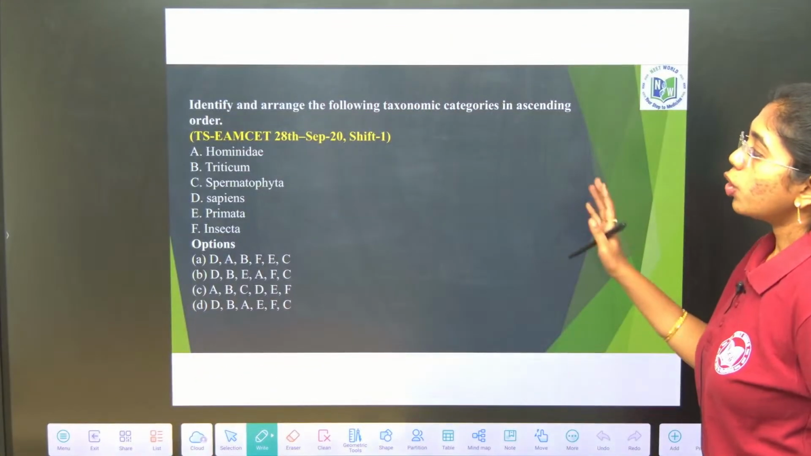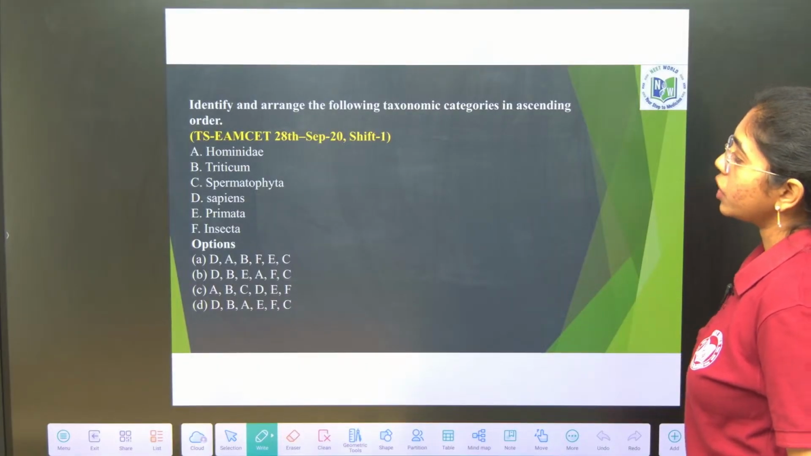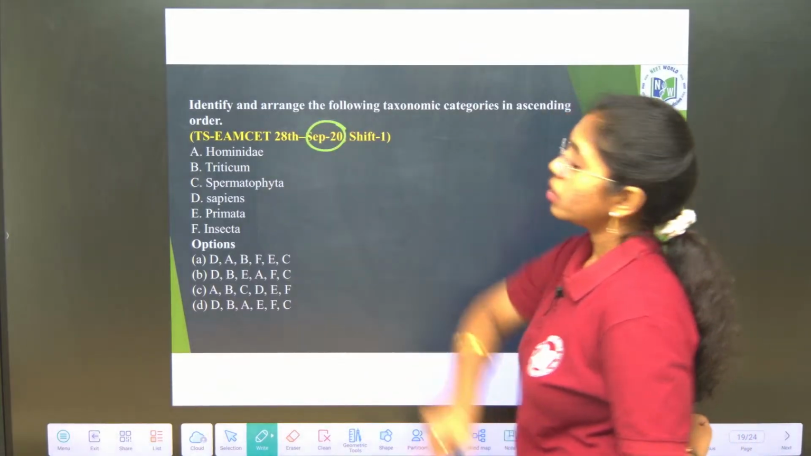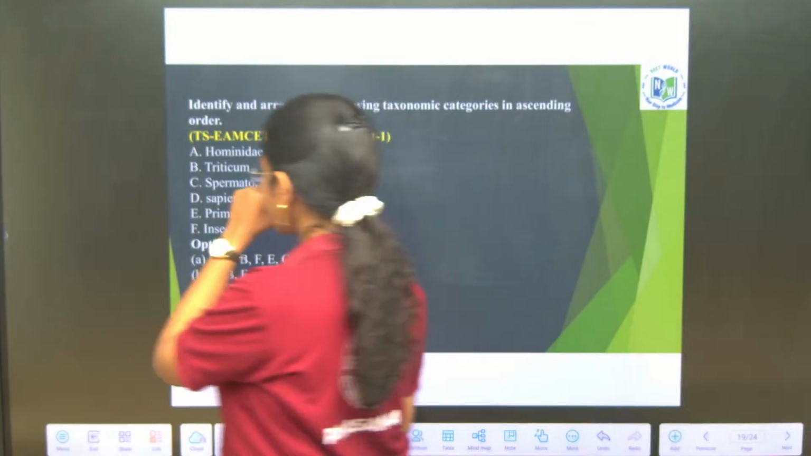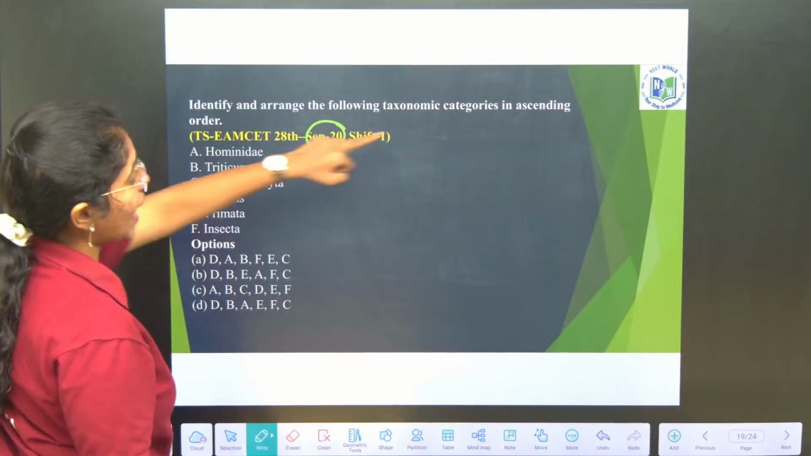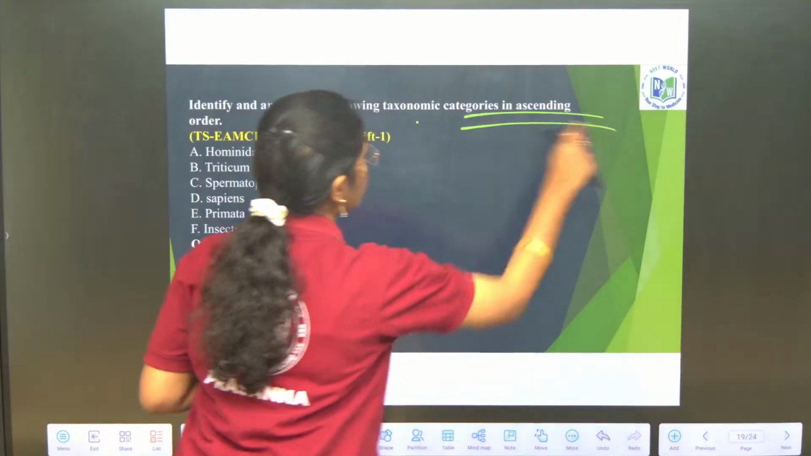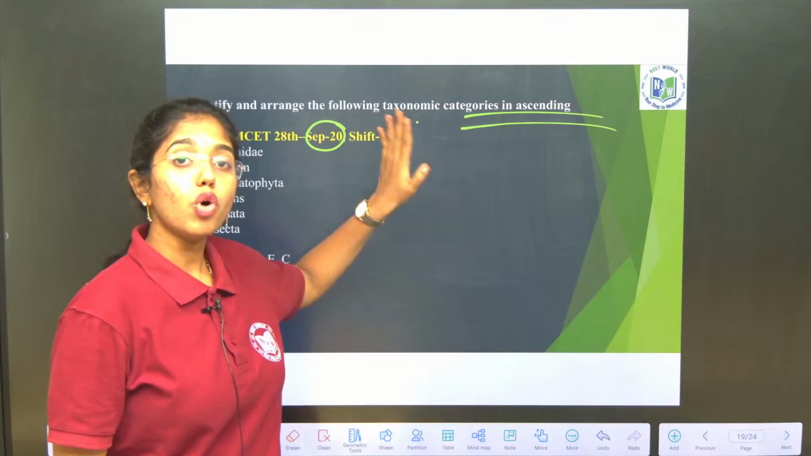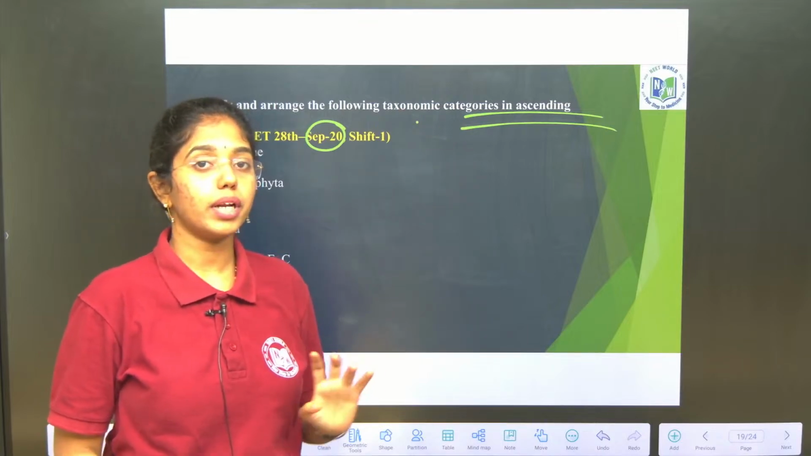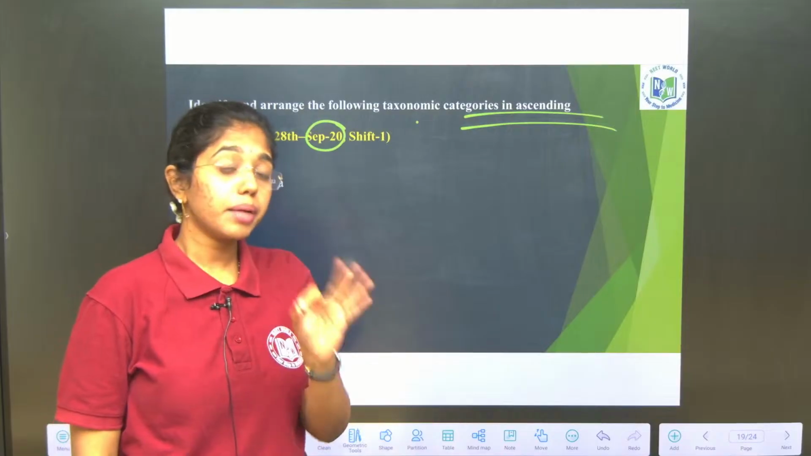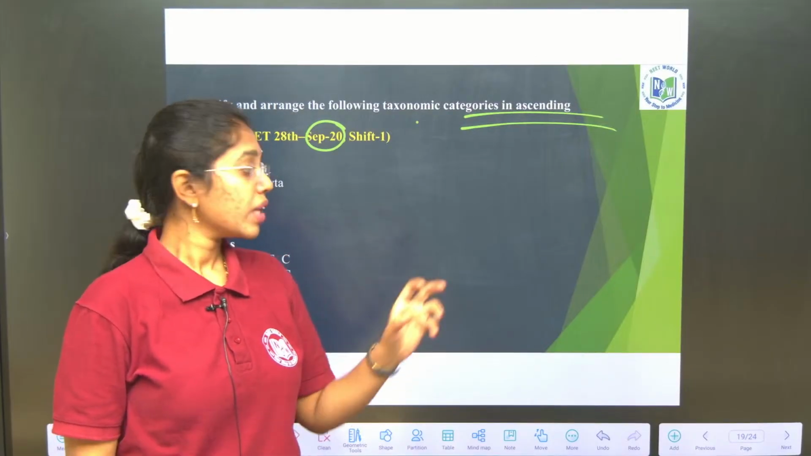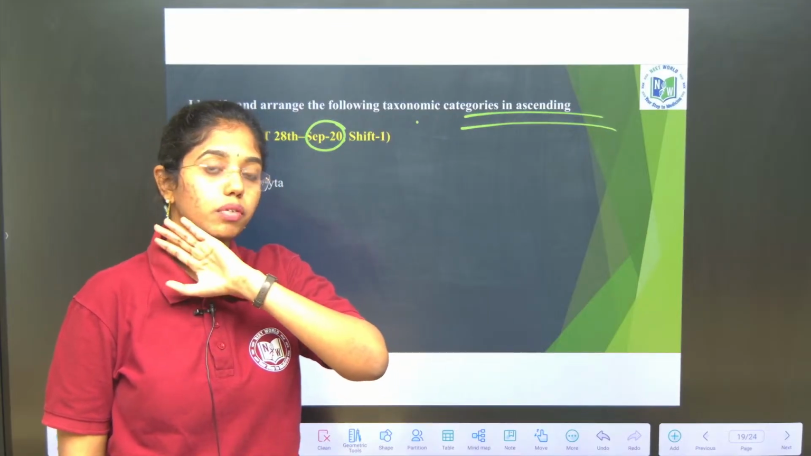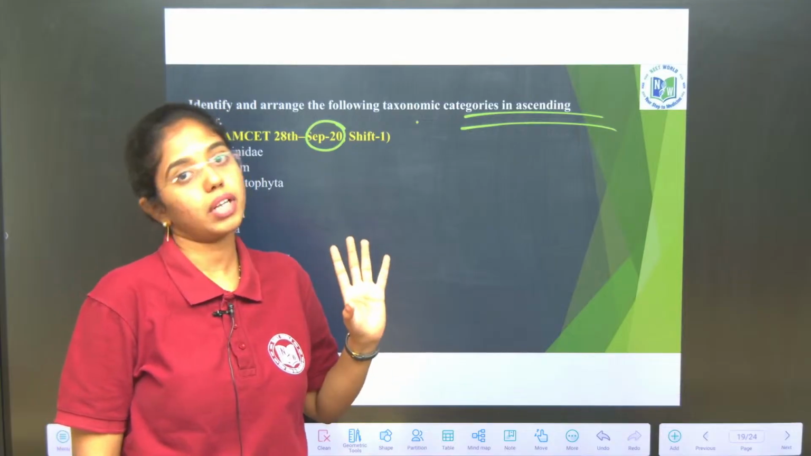question. Look into that carefully. Identify and arrange the following taxonomic categories in ascending order, which was asked in 2020. We have to arrange from species to kingdom. Most PYQs come from those two flowcharts I gave you, of kingdom Plantae and Animalia. Those two flowcharts are important. If you listen to the complete class and have screenshots of those two flowcharts, the purpose is served for this chapter.